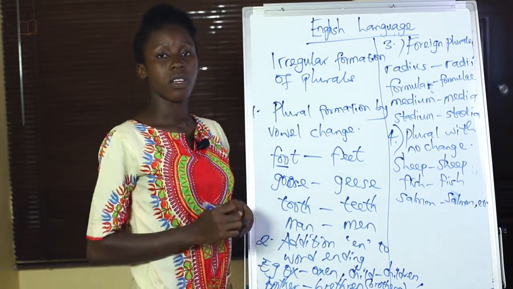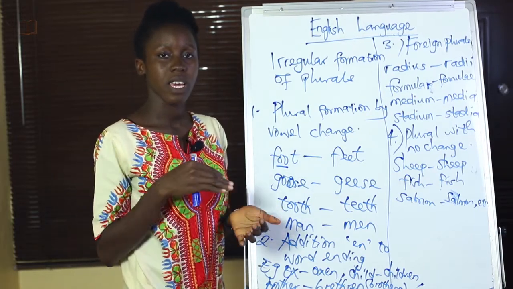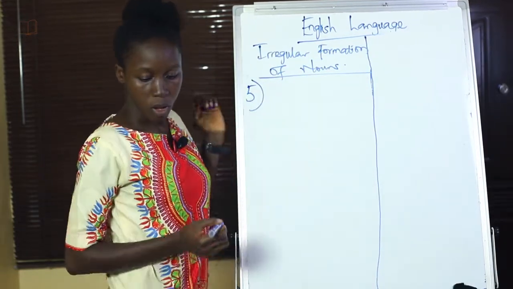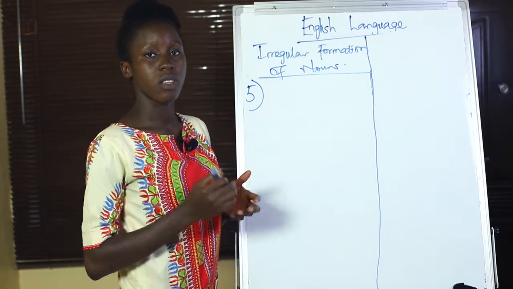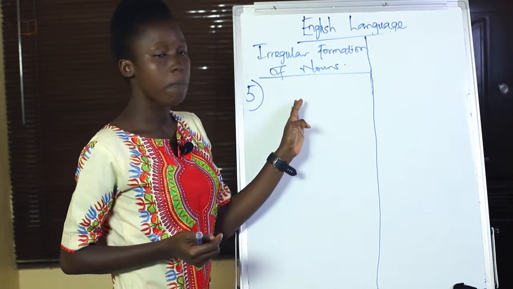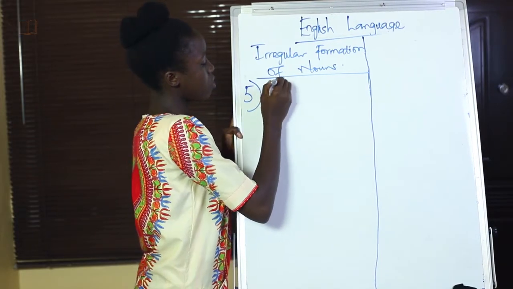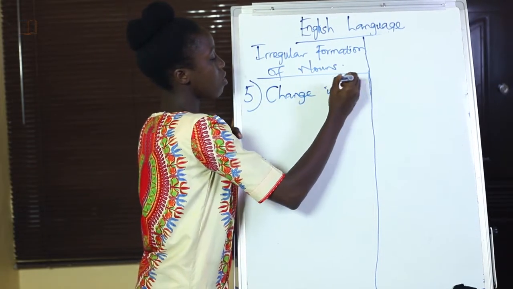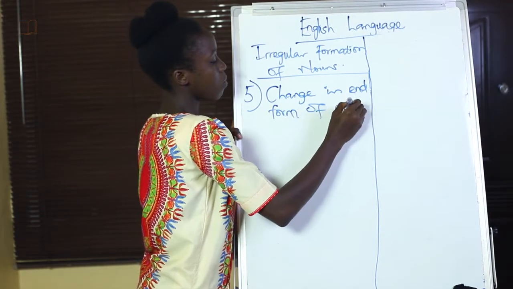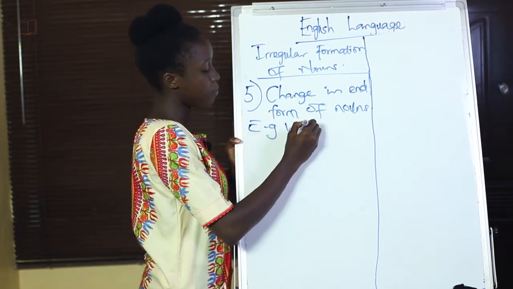We have some other nouns where you change the ending before adding s or es to it. Now for the fifth one, we have the nouns where you change the ending part before adding s or es. Examples under this, we have wife.